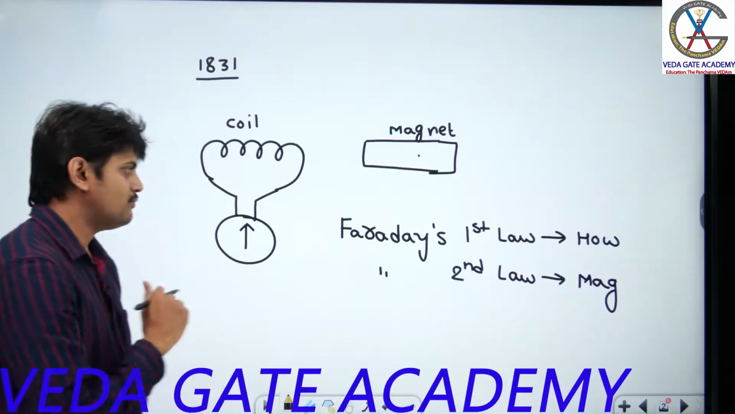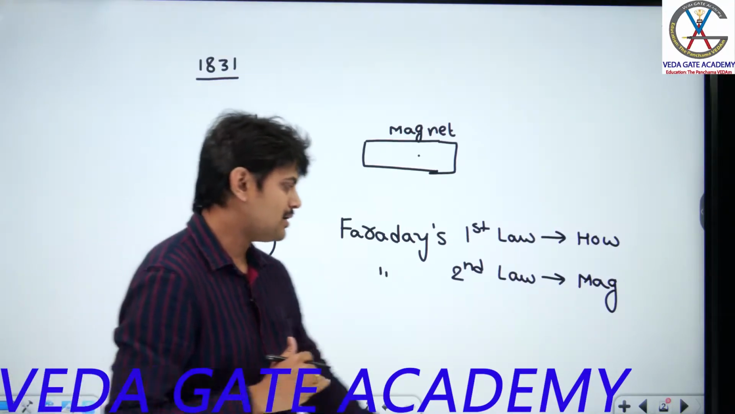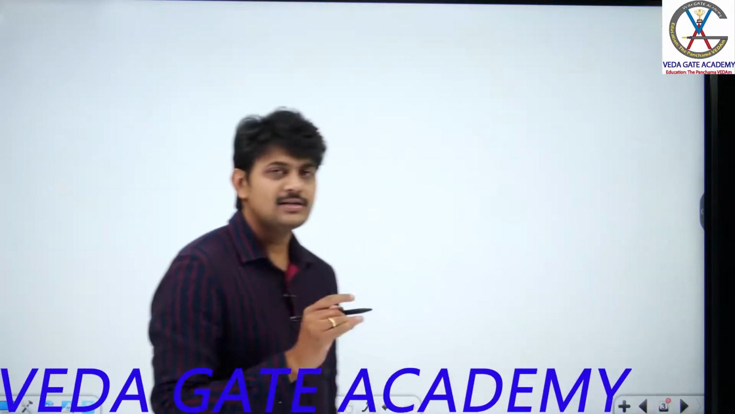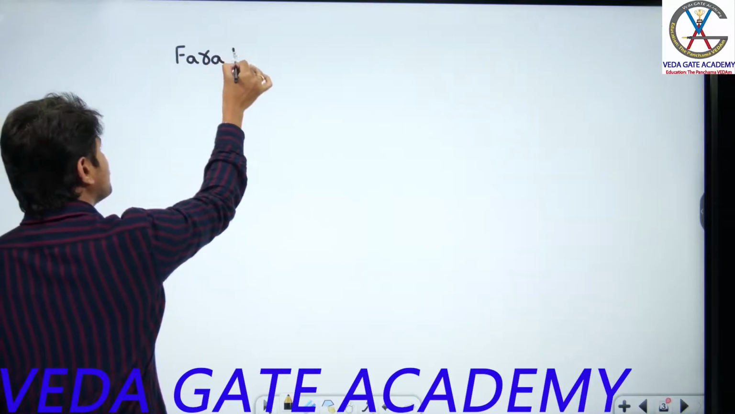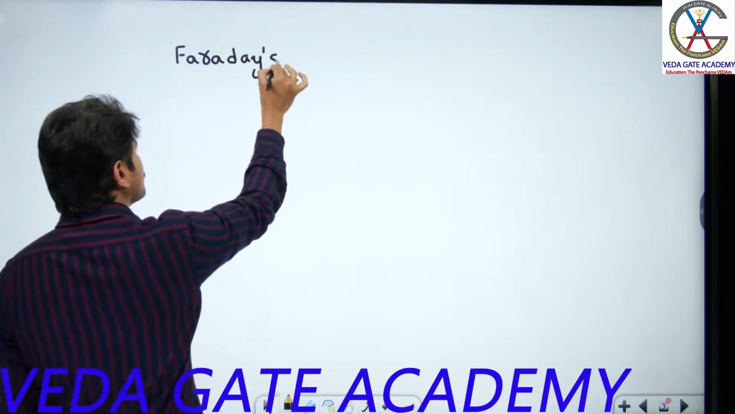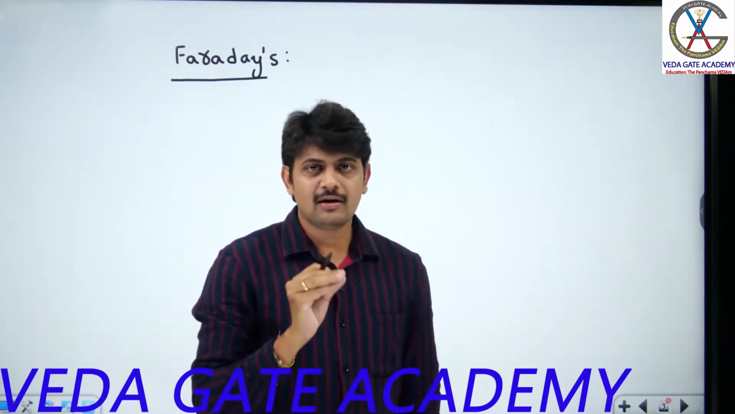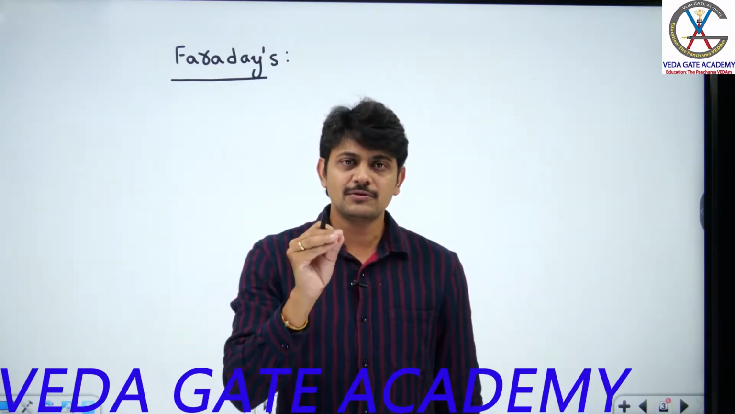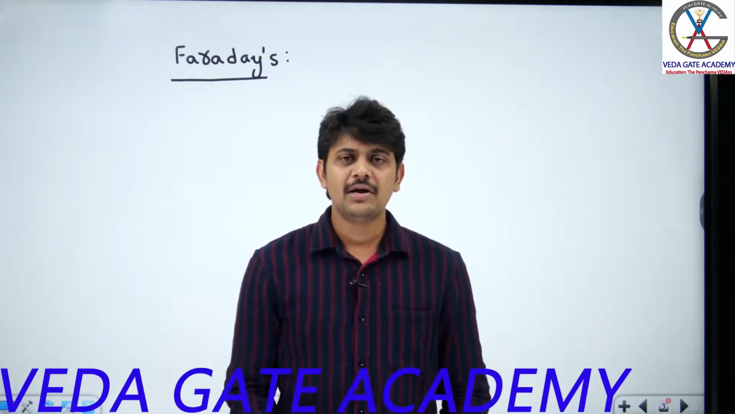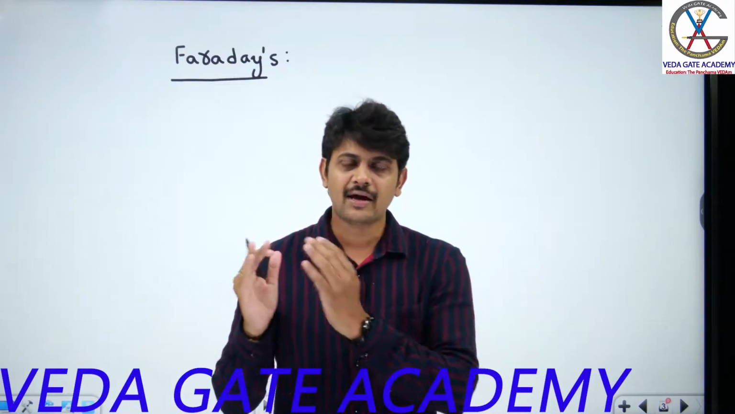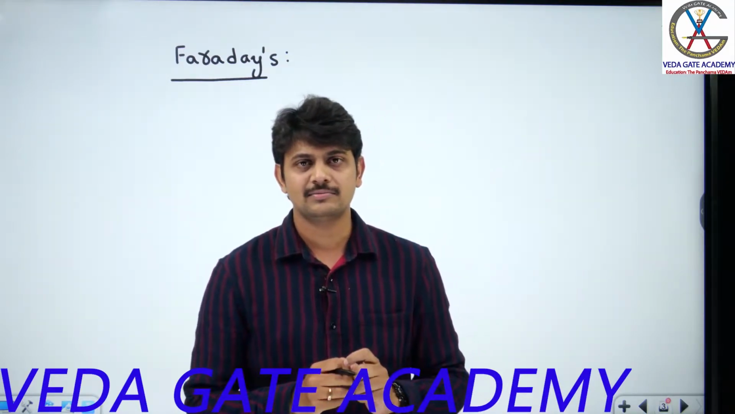Okay, now first we will try to see what is the statement of Faraday's first law of electromagnetic induction. According to Faraday's first law of electromagnetic induction, he states that whenever there is a relative space variation or relative time variation between a set of conductors and a magnetic field, then EMF gets induced across the set of conductors.